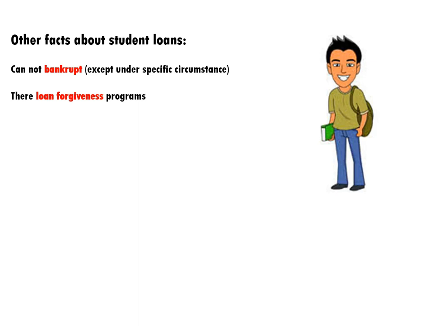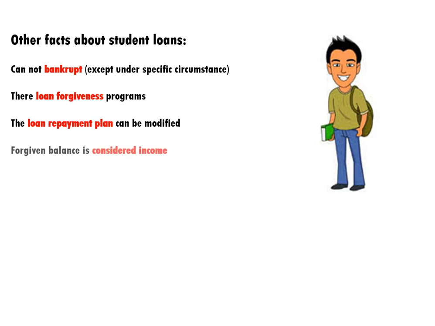There are loan forgiveness programs. So if you have certain majors and you go into certain types of employment and you sustain it for a certain amount of time and consistently pay your loan, it's possible that they can forgive the balance of your loan after a certain amount of time. Again, we said before, it is possible to modify your loan repayment. Again, that is something that you can do. I said that earlier.